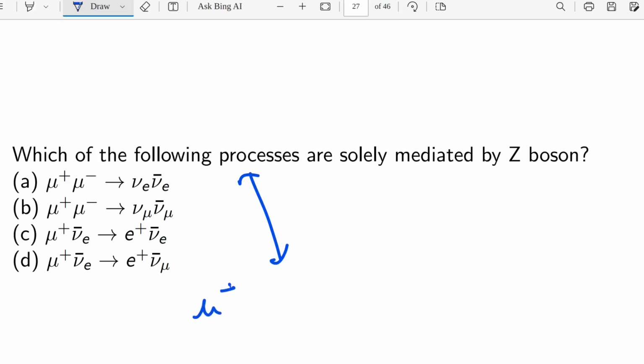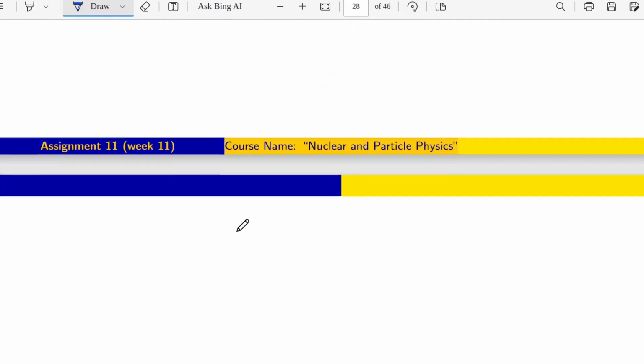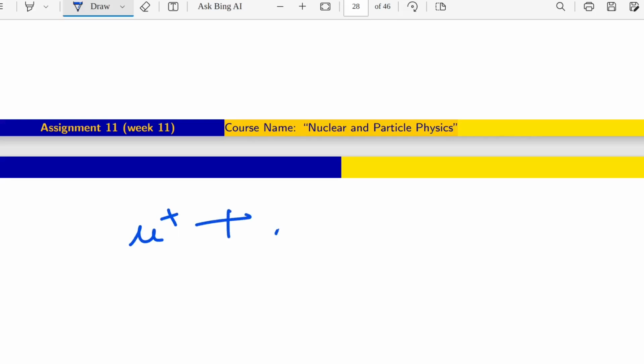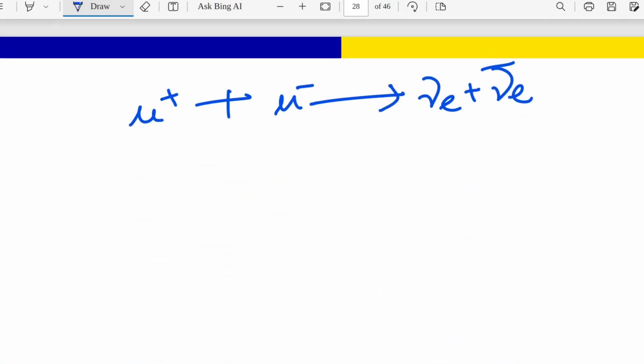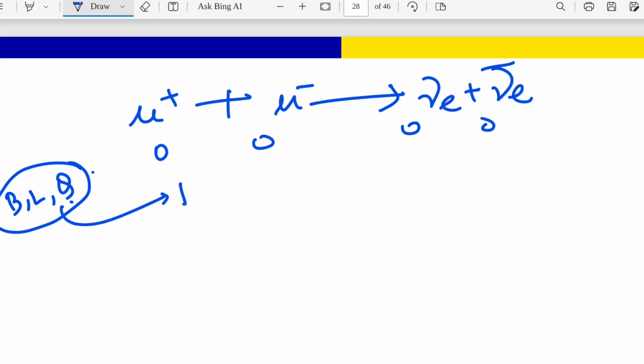So first of all, let's say mu plus mu minus going to mu E bar. So you can see that mu plus mu minus are going to mu E bar. First of all, we just want to check quickly that B, L, Q are conserved or not, because we are talking about nuclear interaction, and only if it is allowed can we tell whether it is solely mediated by Z or not. So mu plus mu minus goes to E plus, mu, E bar. In that case, our B has 0 0 0 0, L has plus 1 minus 1, minus 1 plus 1, that is fine. Q: 1 minus 1, 0, 0, that is also fine. So B, L, Q are fine.